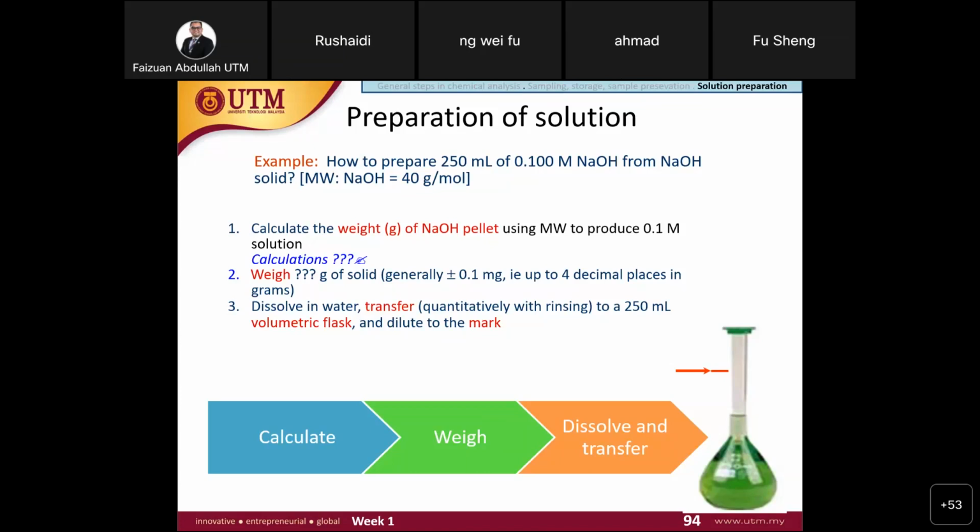With rinse, you need to rinse all the... this is a wet lab situation. After this, you need to prepare in the lab. You need to weigh the sodium hydroxide pellet and dissolve it to an exact volume to prepare the exact concentration.